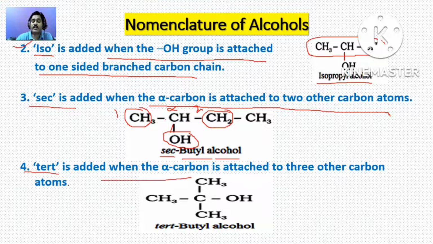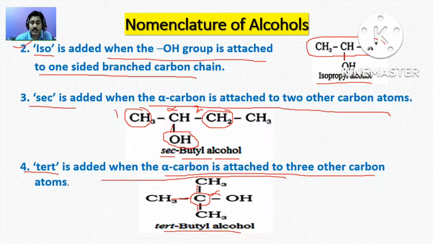Tertiary is used if the alpha carbon atom is attached to three carbon atoms. Let's see tertiary butyl alcohol. It is represented here; that is the alpha carbon atom because OH is attached with it, and there are three carbon atoms: carbon atom number 1, number 2, number 3. Three carbon atoms are there with the alpha carbon. If three carbon atoms are there, it is called tertiary.